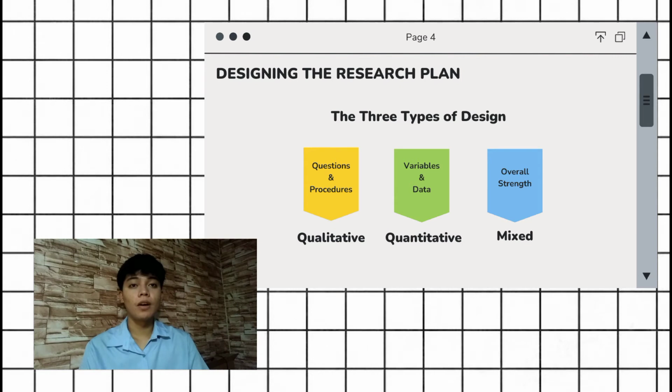Under the mixed is the overall strength. In mixed method research, combining quantitative and qualitative approaches can balance out the limitations of each method. It can provide stronger evidence and more confidence in your findings.